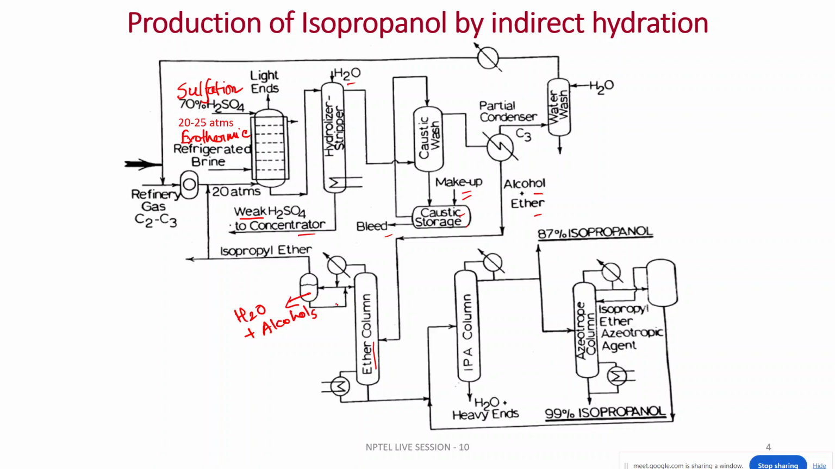These bottom products can be recirculated back to the ether column for further distillation, and the more volatile isopropyl ether is recycled back to the absorber again for the further sulfation process. So this isopropyl ether is more volatile. That's why it can be taken from the top as an end product and can be recycled back.